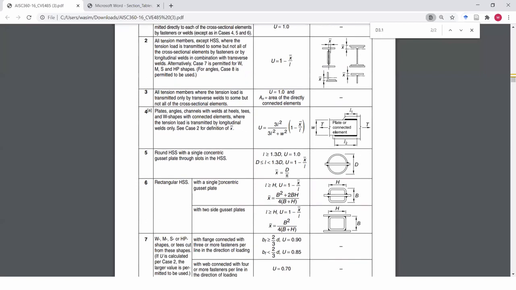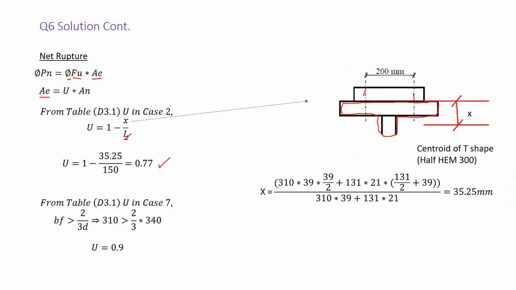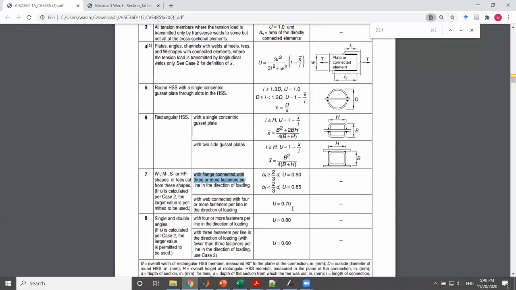We can see that in case 7 over here, this applies. And which one actually applies? With a flange connected with 3 or more fasteners per line in the direction of loading. So this is the case that applies for us. We have 3 bolts to the inside of the page in here in each line. Now we have to check whether BF is bigger than 2/3 the depth.